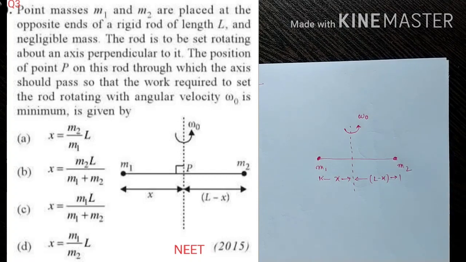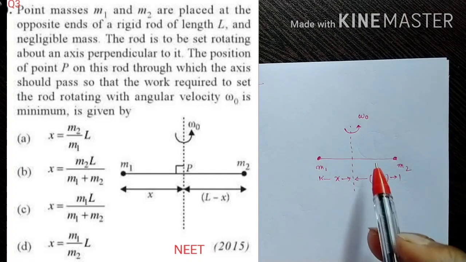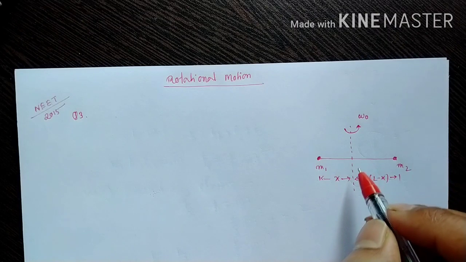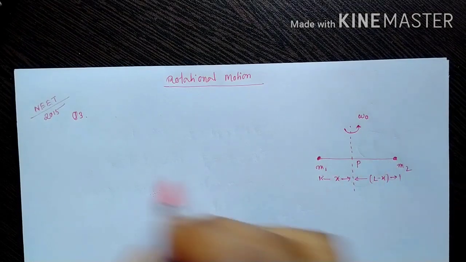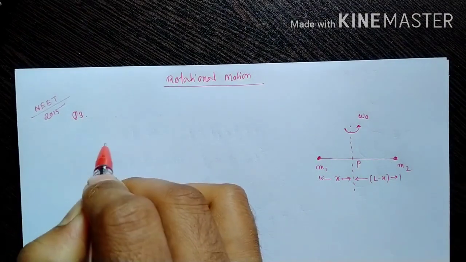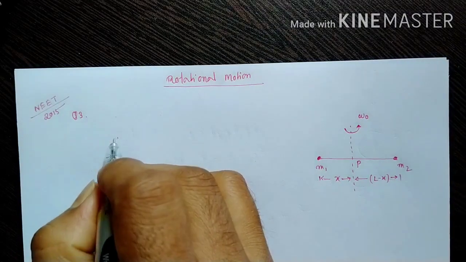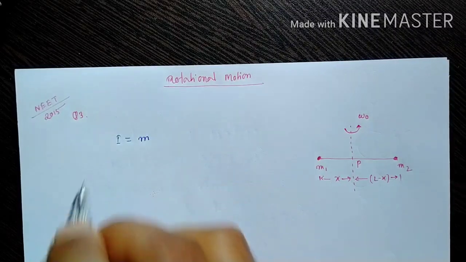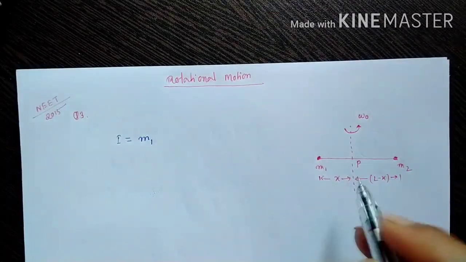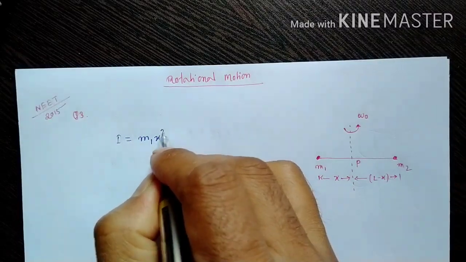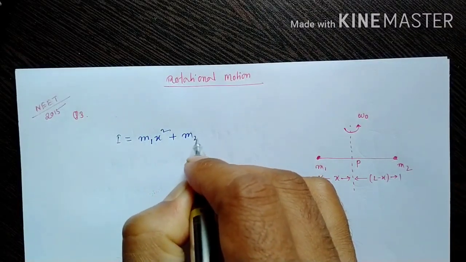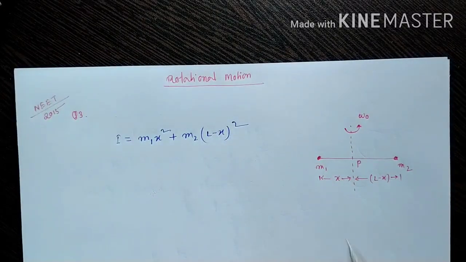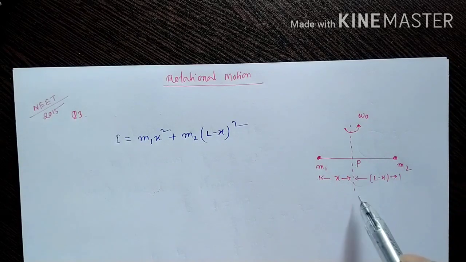Let's start. So you know the moment of inertia of the system about the axis of rotation through the point P. Say this is point P. Moment of inertia of the system, simply we can get I is equal to mass into distance square. Mass m1 at distance x, so m1 x square, plus in the same way m2 at distance L minus x, so m2 times L minus x square. This is the moment of inertia of the system with respect to that rotating axis.